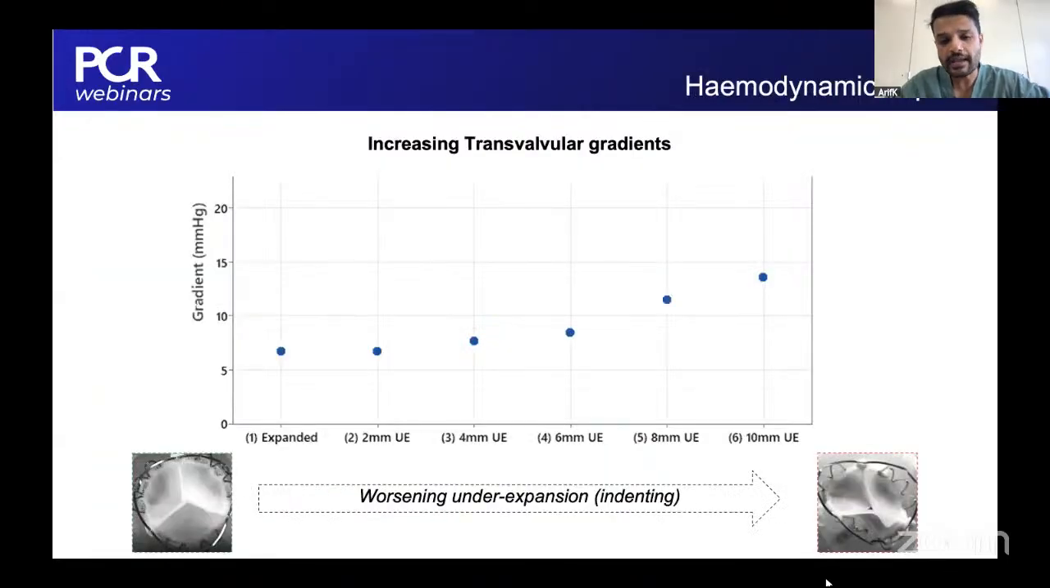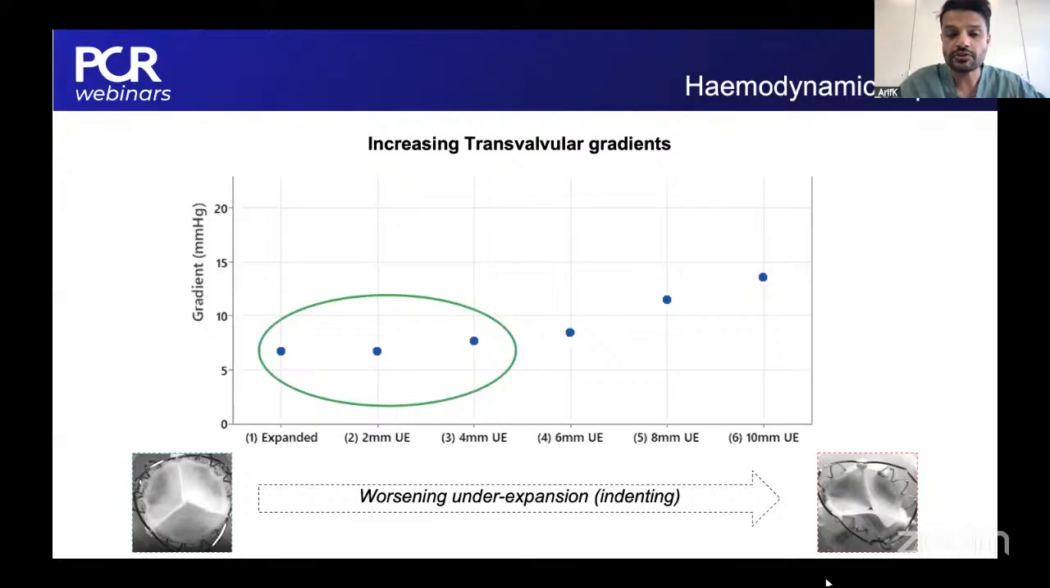And the question is, what impact does this have? Here we're going from well expanded to severely underexpanded. And you can see as you have mild degrees of underexpansion, you don't really affect your gradients that much in an ex vivo setting.